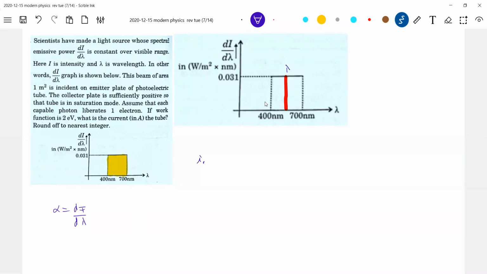So the saturation current is equal to the intensity dI times A, times lambda by hc, times e. Why this lambda by hc? Because what is this quantity? It is the number of photons incident whose intensity is dI and having wavelength lambda.